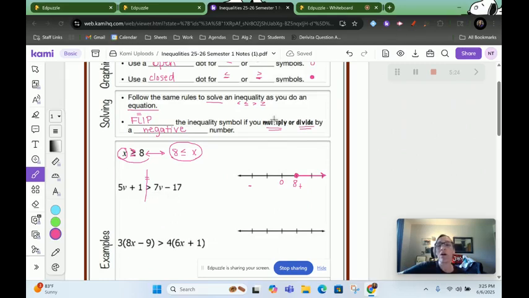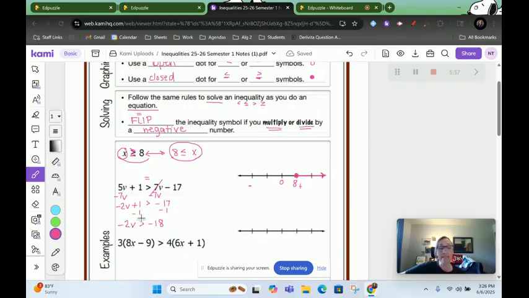Because we are wanting to graph it, I want all of my variables on the left-hand side. So I'm going to subtract that 7v to the other side. And that gives me negative 2v plus 1 is greater than negative 17 because that adds to 0. And I'm still trying to get my variable by itself, so I'm going to subtract that 1 over. And I get negative 2v is greater than negative 18.